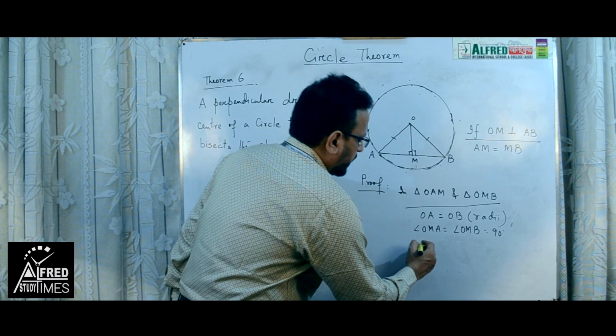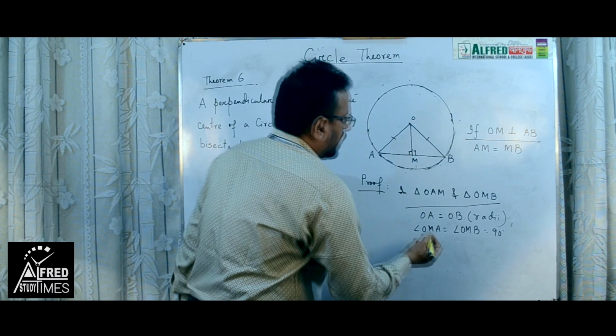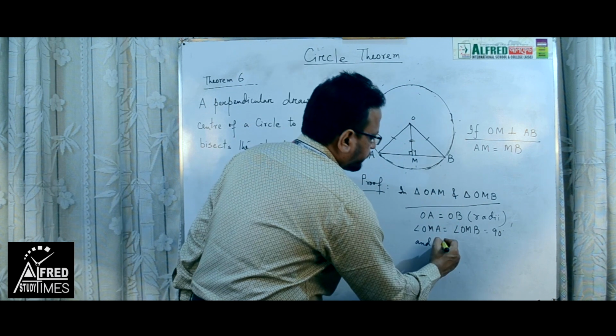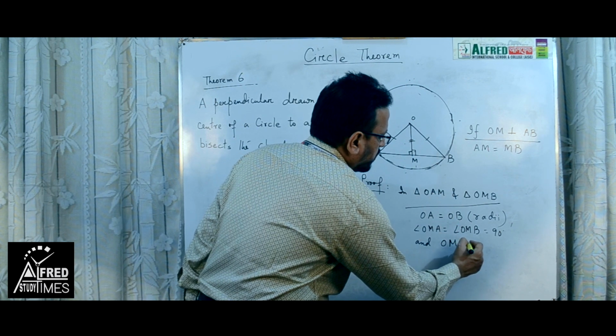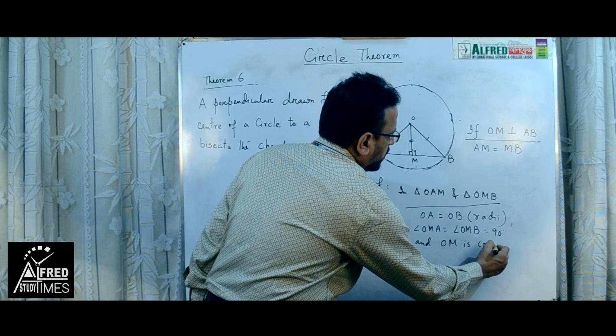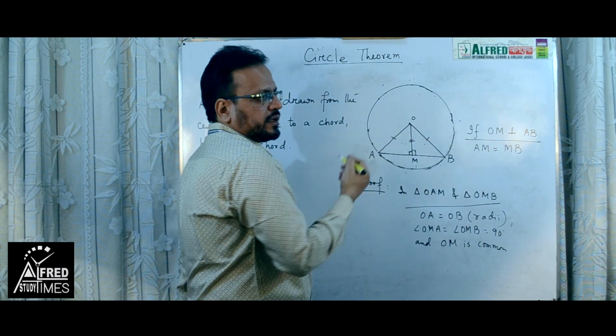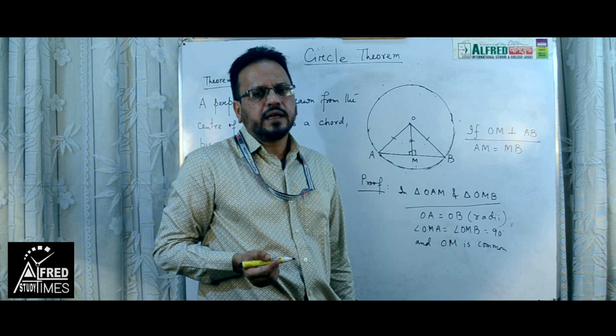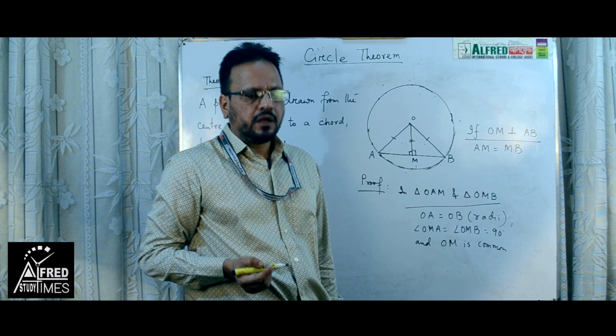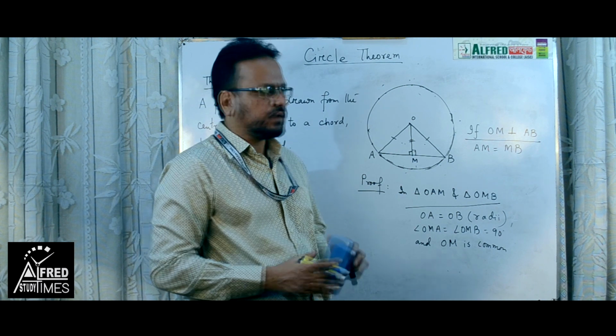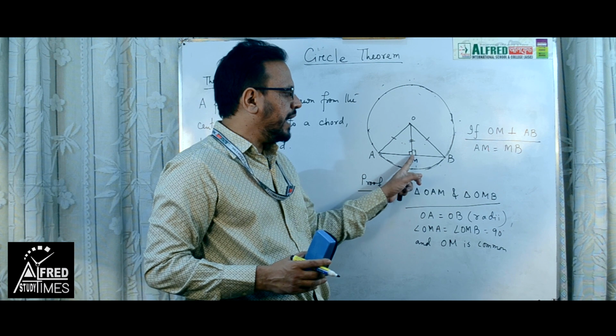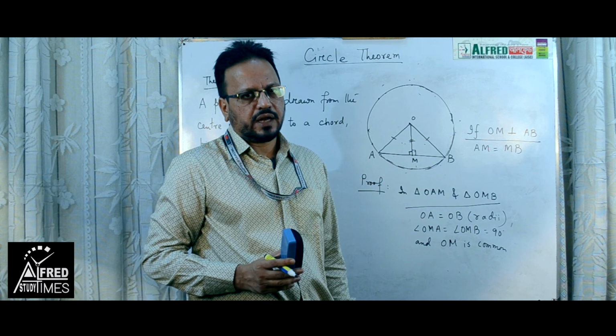And this side is common. OM is common. So the triangles are congruent. When the triangles are congruent, they are equal in all respects. The sides are equal, the angles are equal. So we can say AM is equal to MB as they are congruent.